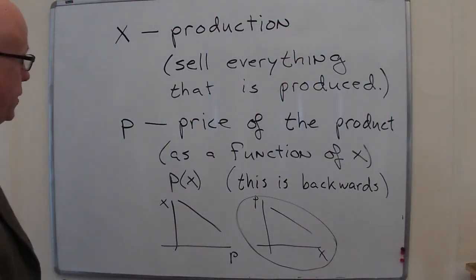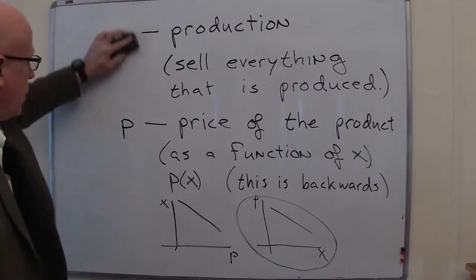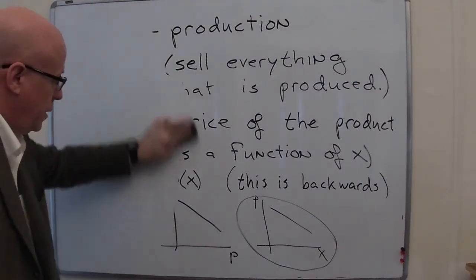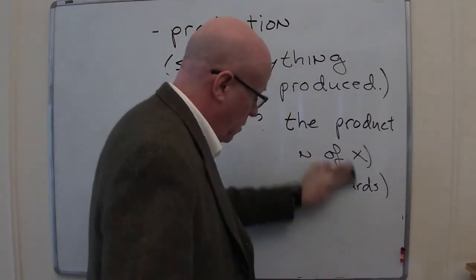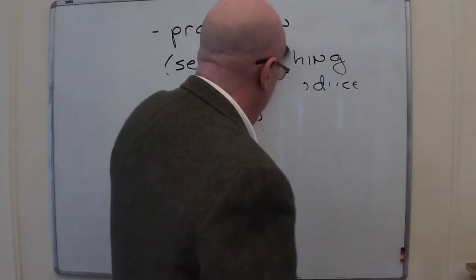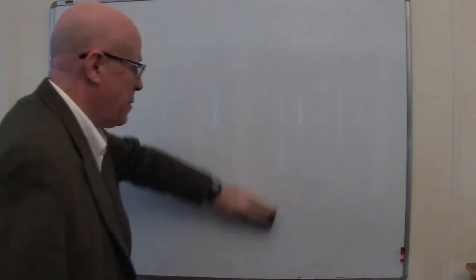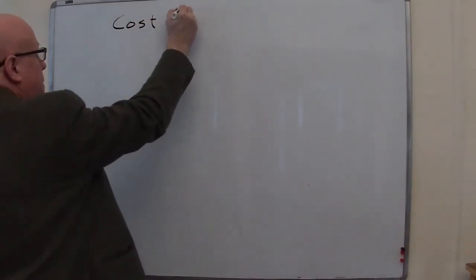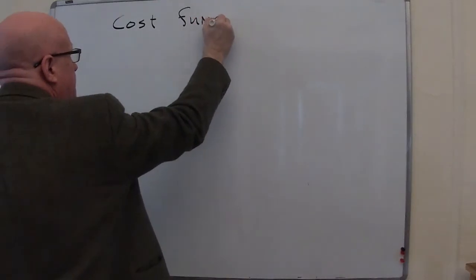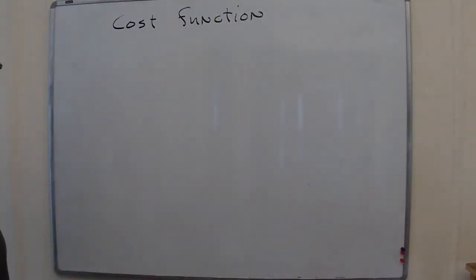Okay, so that's your basic setup. You've got production, you've got price. There are a couple of functions that you're interested in where they tell you stuff about the amount of money you're going to make, right? So that's actually the goal here, is to maximize the amount of money you're going to make. The first function we're going to talk about is the cost function. And this is the total cost of producing X units.